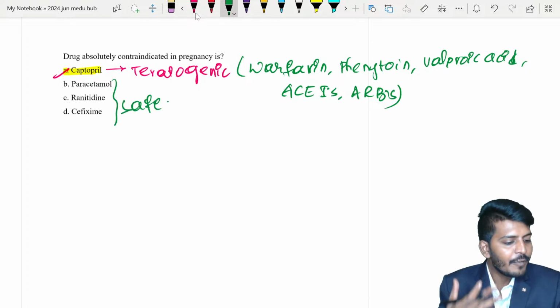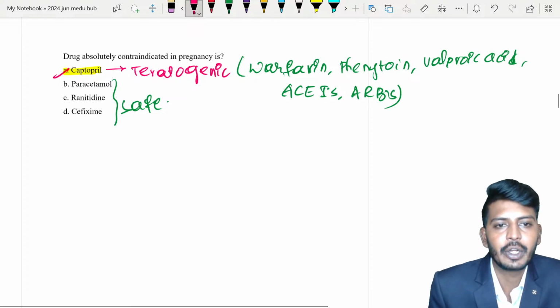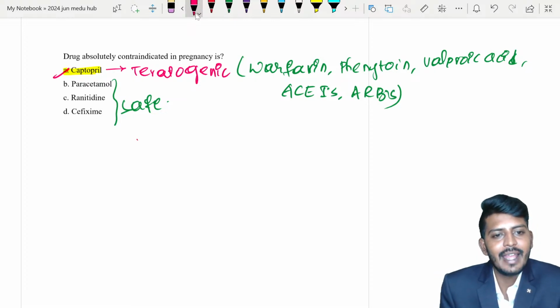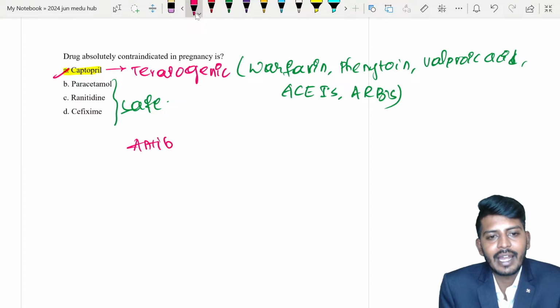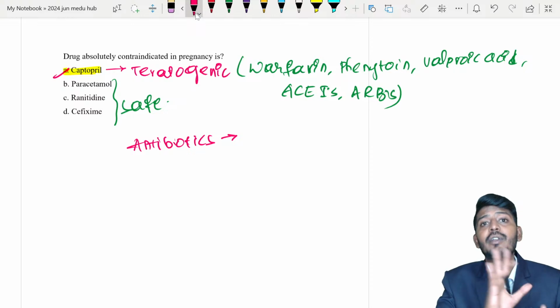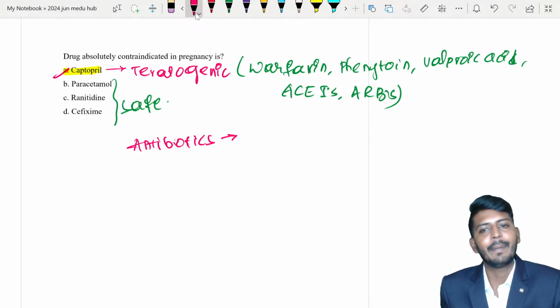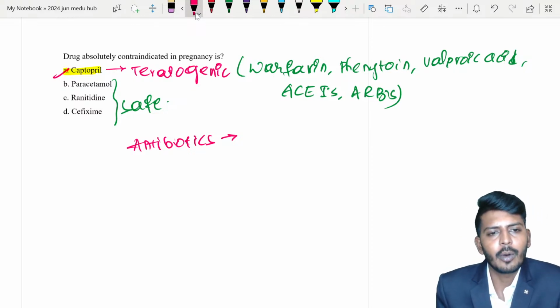Now, there are a few drugs which I'd like to discuss. Safe in pregnancy, especially antibiotics which can be used in pregnancy. Hypertensive drugs, I'll talk about later on. So the antibiotics safe in pregnancy, which ones are they?